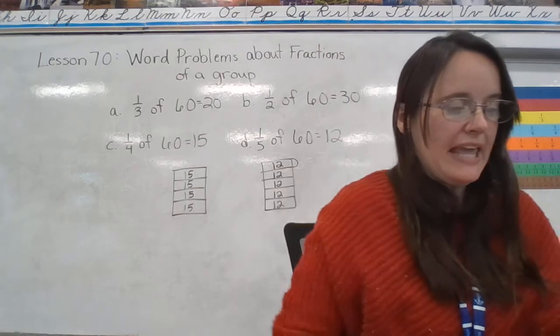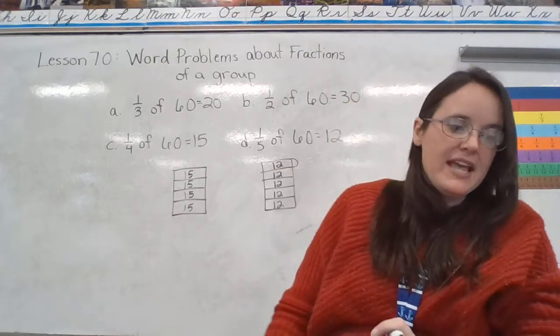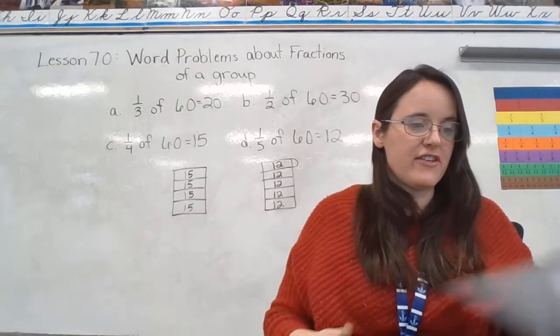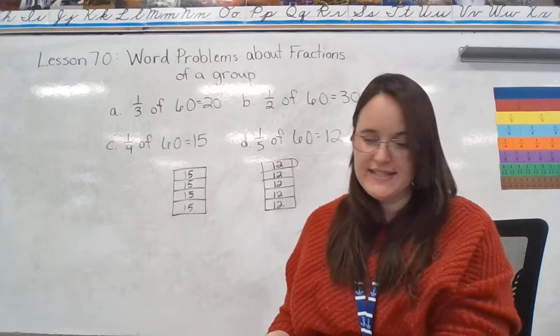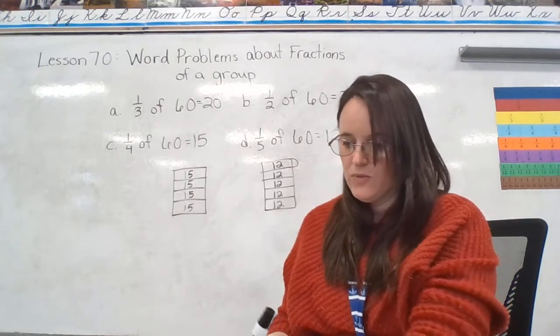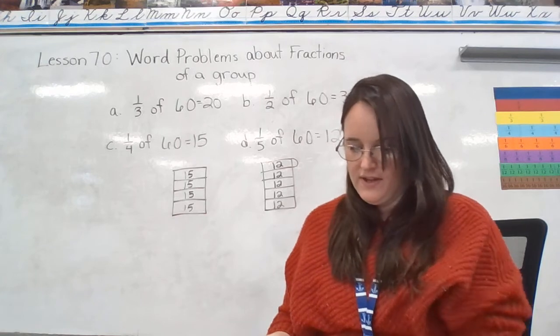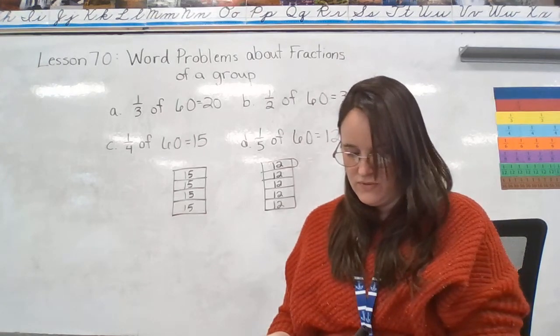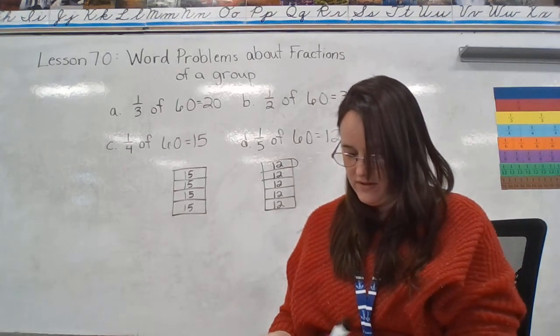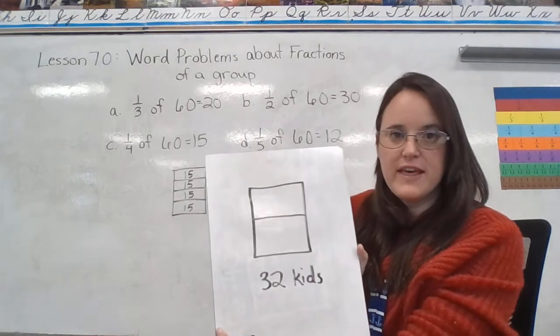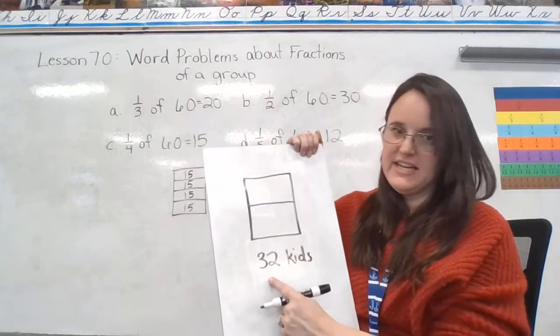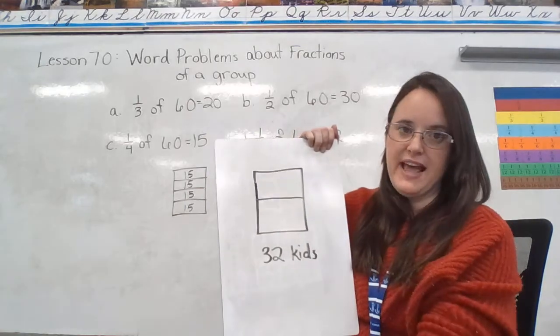Okay, problem E, the word problem. It says 1/2 of the 32 children were boys. How many boys were there? So there's 32 children in all. Half of them are boys. So we have to take 32 and split it in half.